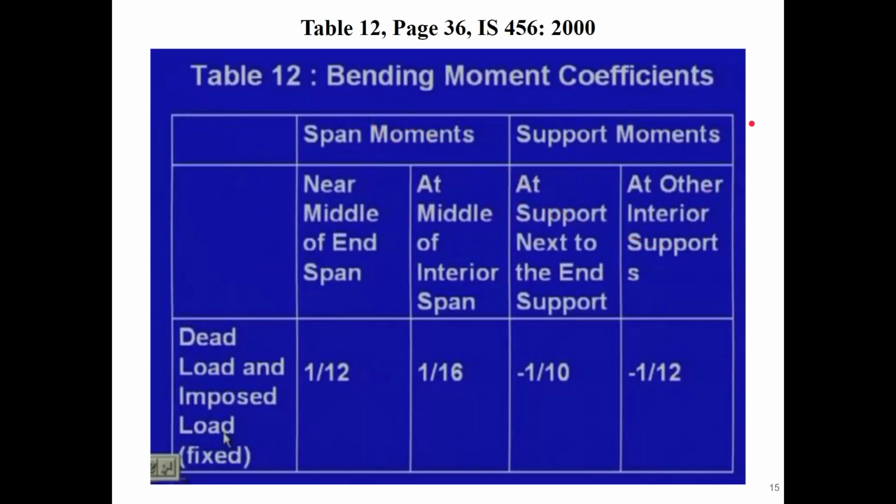So if the variation is not more than 15% and spans are three or more, we can use these tables.